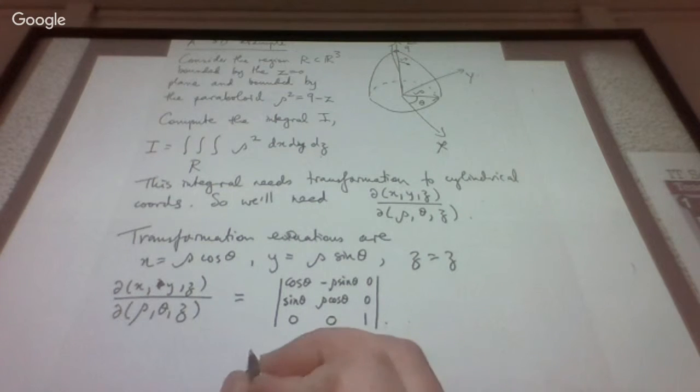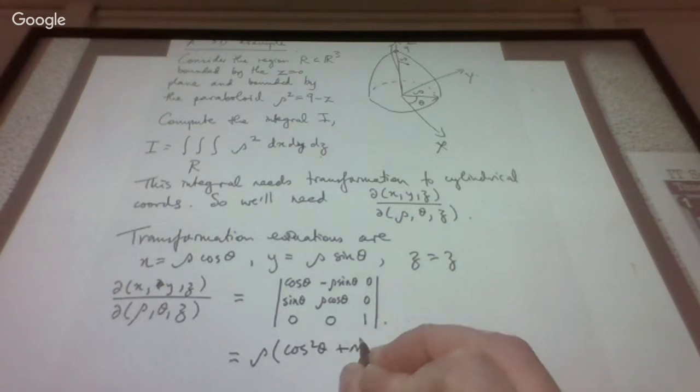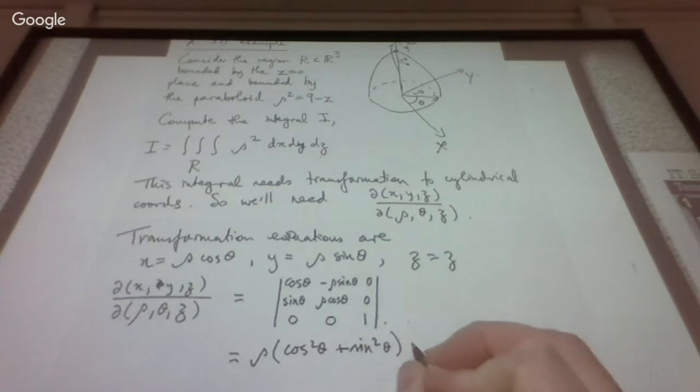So clearly, you should expand this determinant along the third row, or down the third column, so that's where all the zeros are. And the determinant comes out as rho times cosine squared theta plus sine squared theta, which will be equal to rho. So that is the Jacobian of the transformation from Cartesian into cylindrical coordinates as well. So we can put that to use in performing this integral I.